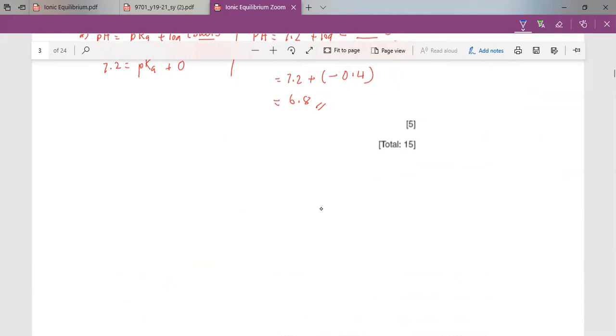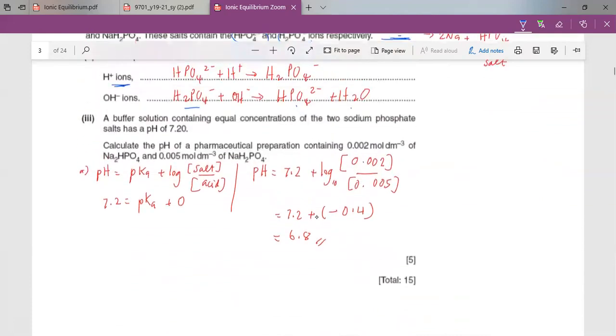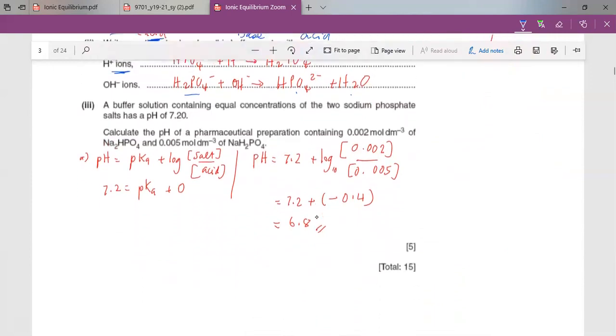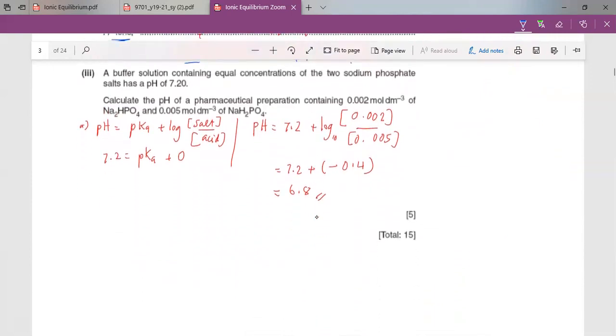Sodium dihydrogen phosphate and disodium hydrogen phosphate. These two are very common ones. Now here, of course, they ask you the calculation. A buffer containing equal concentrations of the two sodium phosphate salts has pH 7.2.